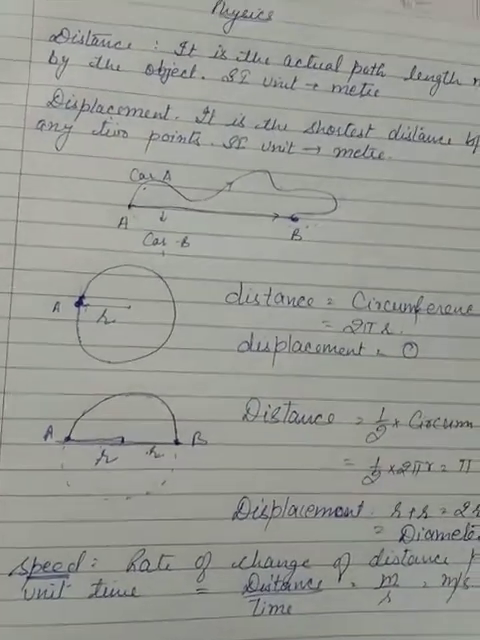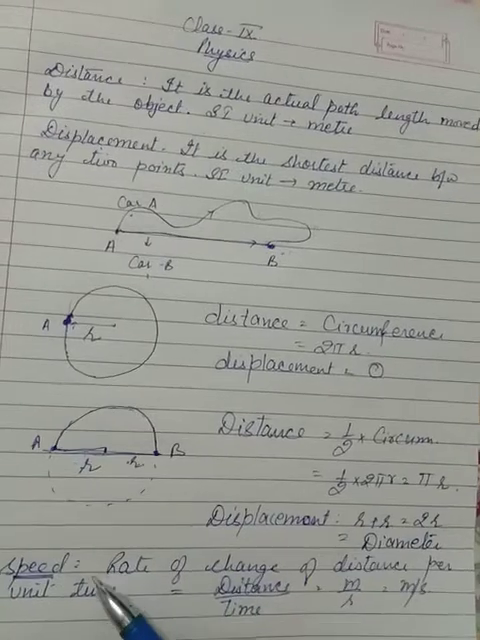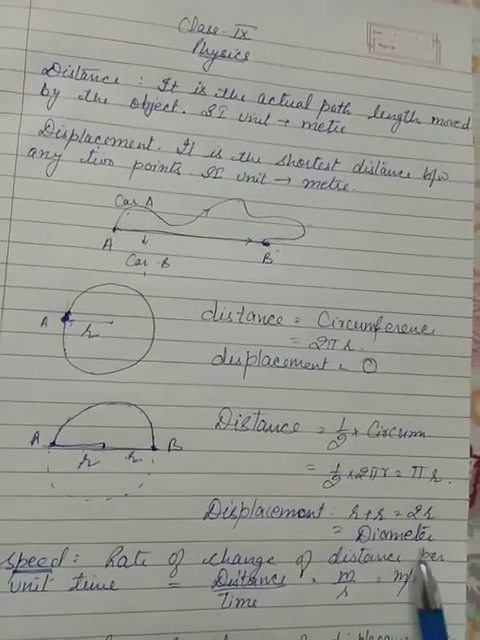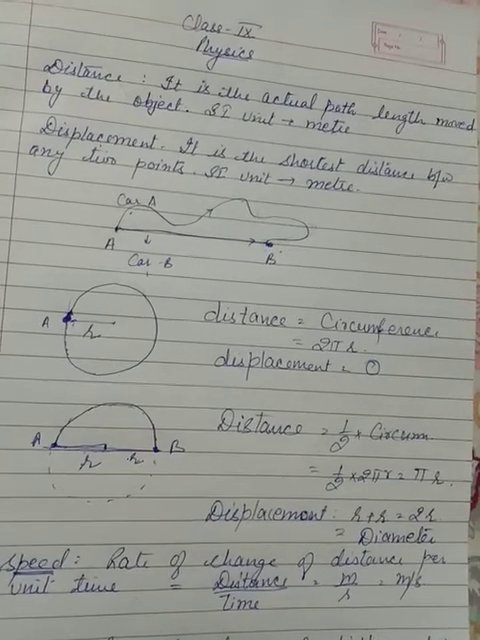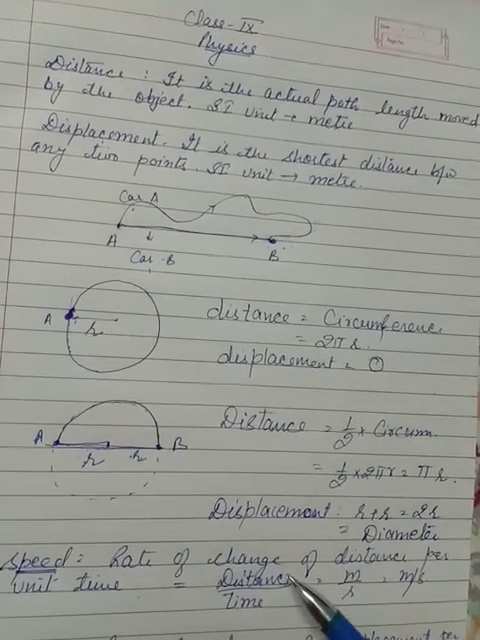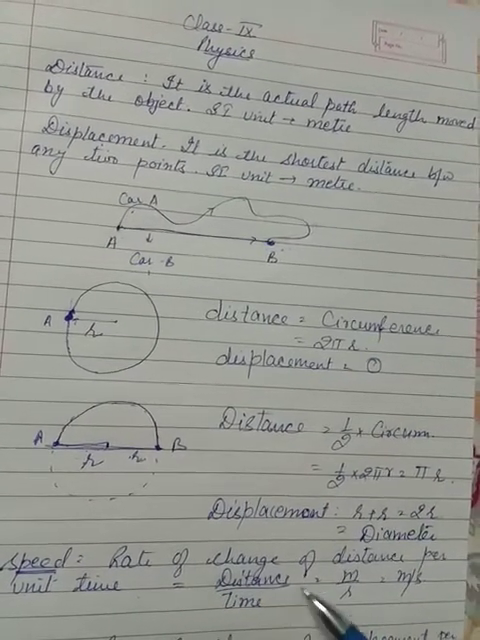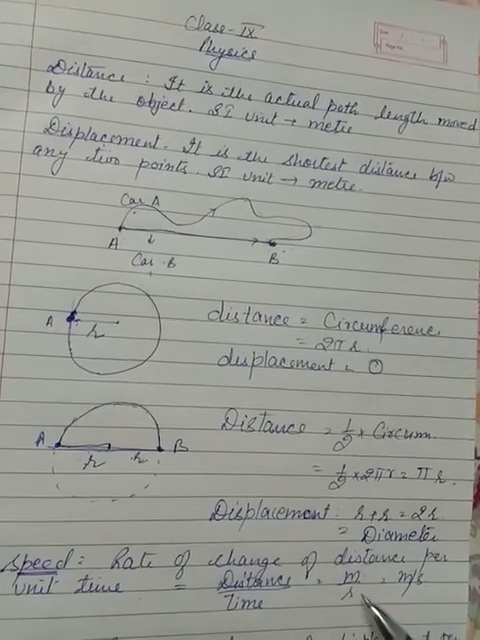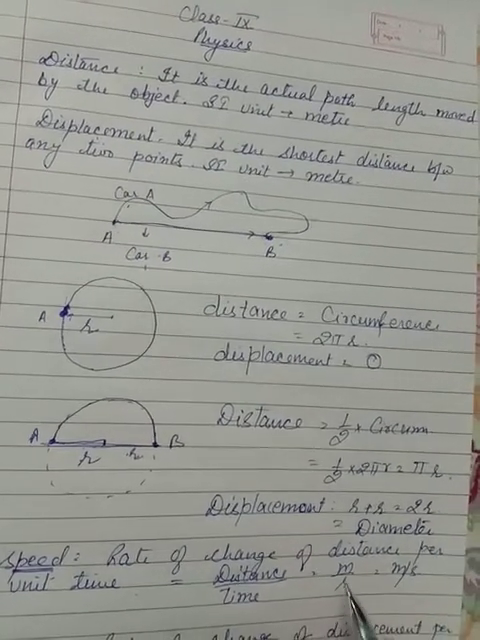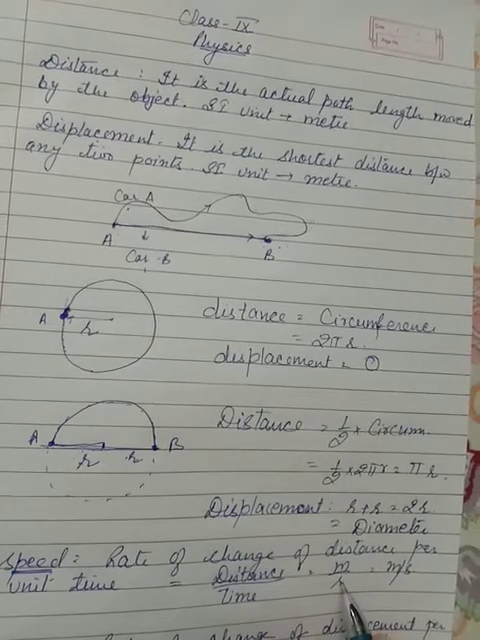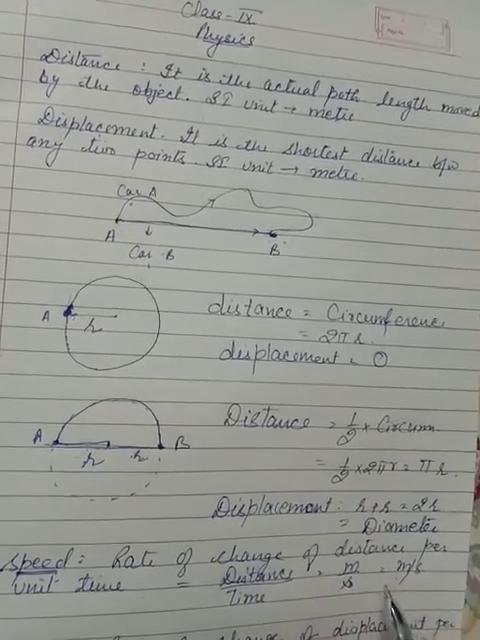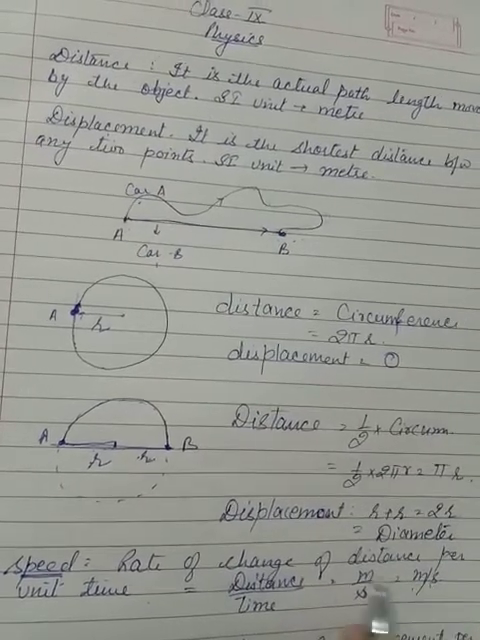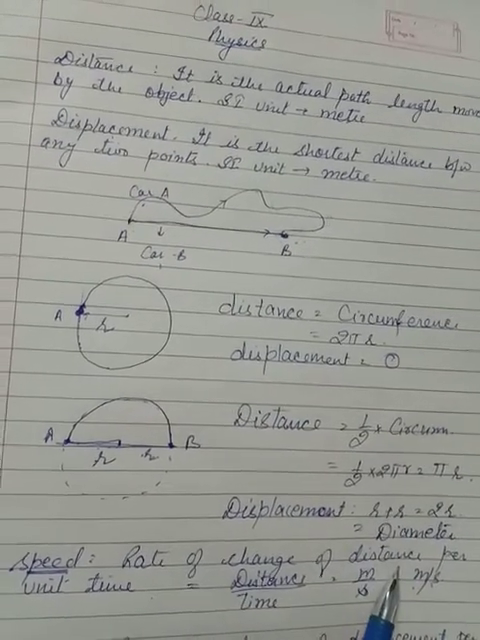Now the next topic that we are going to discuss is speed. Speed is simply the rate of change of distance per unit time. So the formula becomes distance upon time. The unit is meter upon second, because the SI unit for time is second. So it becomes meter per second. So the SI unit of speed is meter per second.